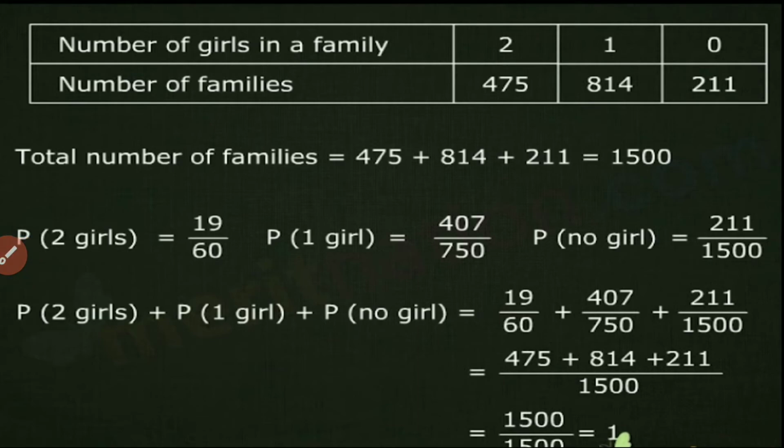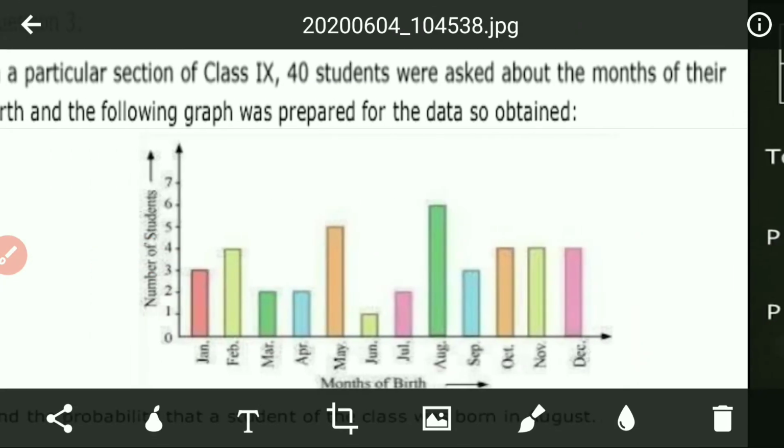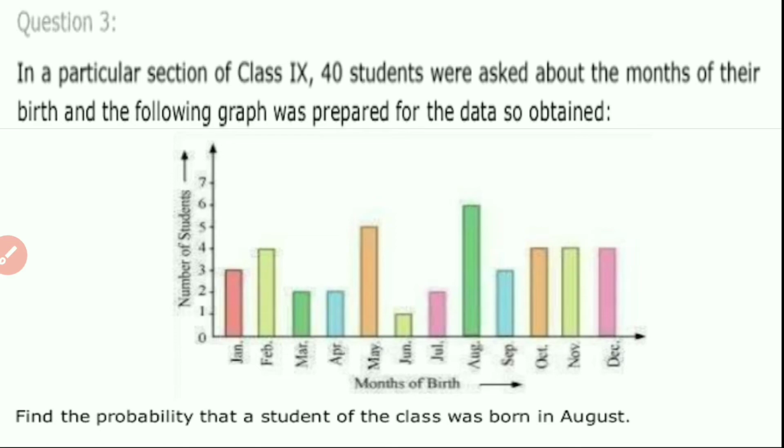Let's see now example number 3. The raw data for this example is given in module 14. In the textbook it is given like this: refer to textbook module 14, exercise. But we have arranged a tabulation chart for you. You can see a bar graph in which a total of 40 students were asked about the month of their birth.